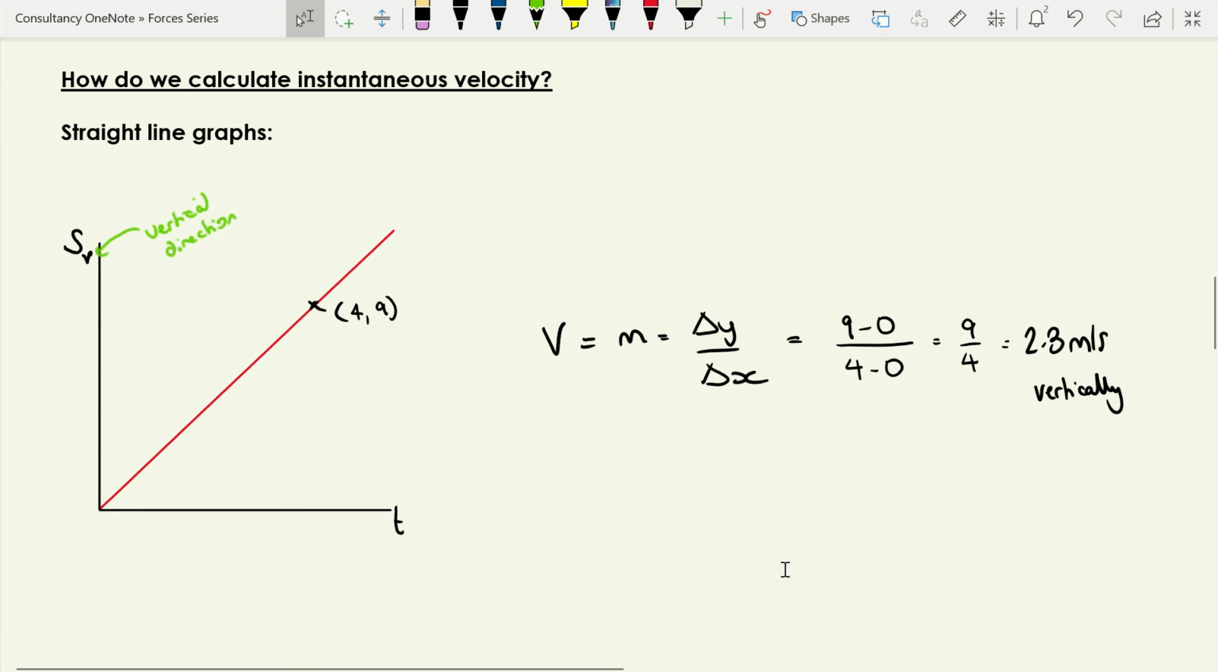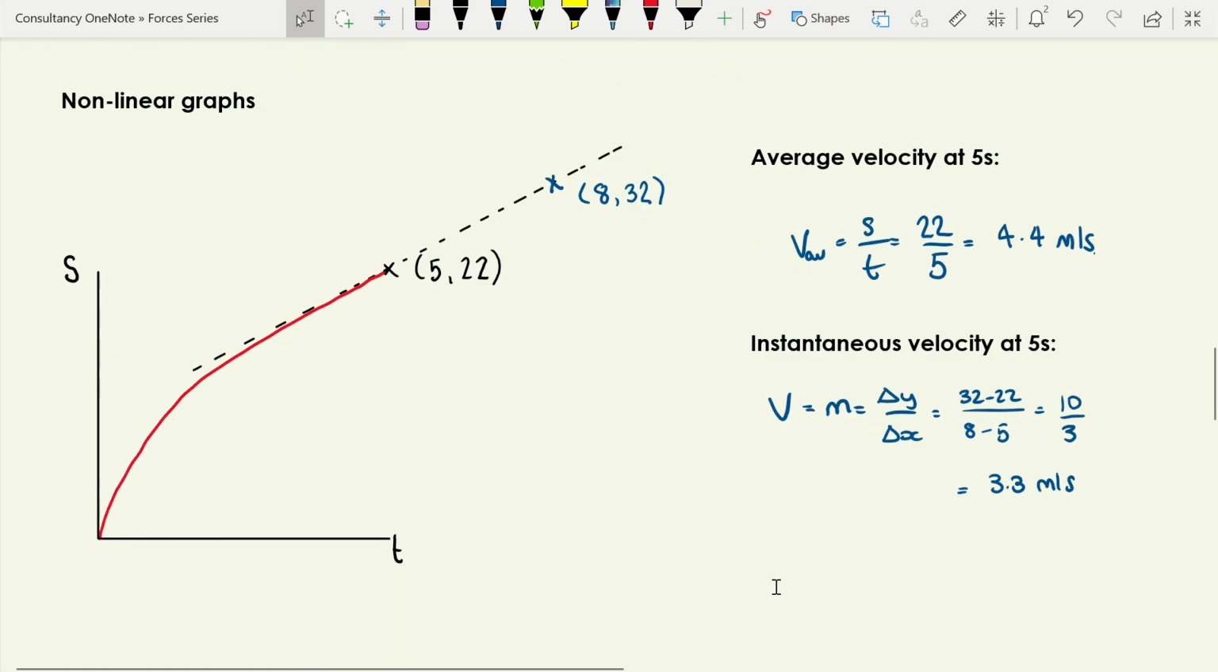So that's if we have a straight line graph. But what if we don't? What if we have what's called a nonlinear graph, or a non-straight line graph? It's maybe something like this. This nicely highlights the difference between average velocity and instantaneous velocity. Let's say we want to know both of those velocities at 5 seconds. Average velocity is fairly straightforward. We find the distance, which you can see here, and we divide that by the time, which we know is 5 seconds, and we get an average velocity of 4.4 meters per second.